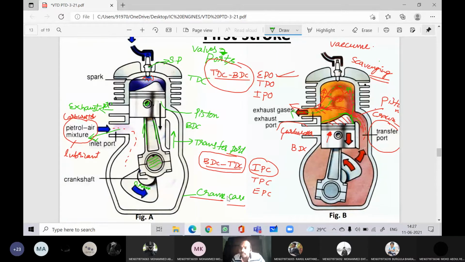Now, this is the downward motion. During the return stroke of the piston, that is BDC to TDC, first it covers the transfer port. That means suction is completed within the engine cylinder. Earlier, suction takes place in the crankcase. Through the transfer port, the charge is entering the engine cylinder.